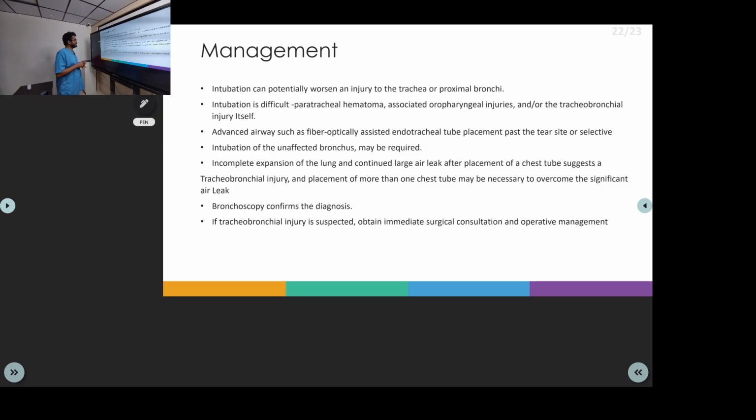Incomplete expansion of the lung and continued air leak after placement of a chest tube usually suggests tracheobronchial tree injury, and placement of more than one tube may be necessary to overcome the air leak. It can be confirmed with bronchoscopy. And if tracheobronchial injury is suspected, immediate consultation with the surgery team is needed, and operation might be needed.